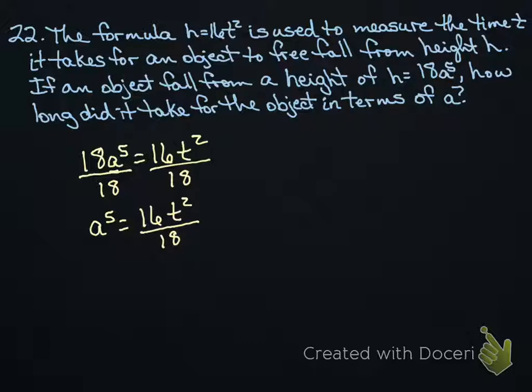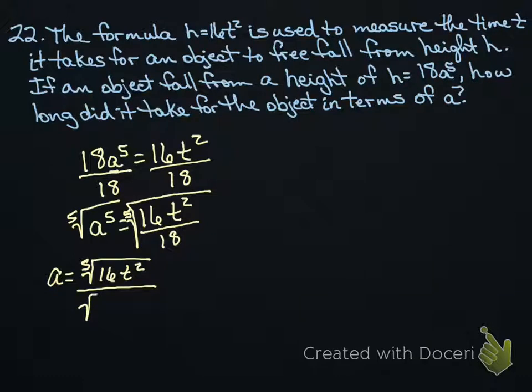Now I'm going to solve for a, so I'm going to take the 5th root of a, and I'm going to take the 5th root of the 16t squared divided by 18. So, a is equal to the 5th root of 16t squared divided by the 5th root of 18.